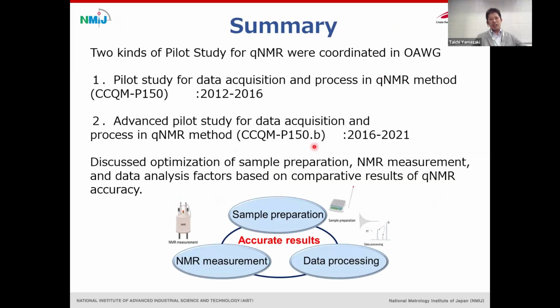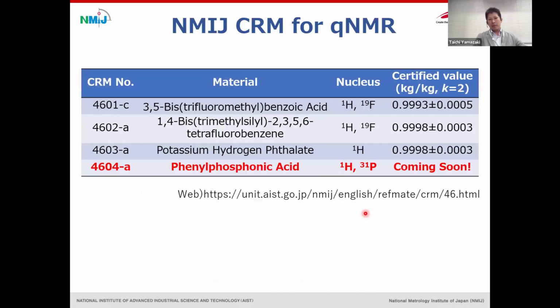Summary is here: discuss the optimization of the sample preparation, NMR measurement and data analysis factors based on the comparative result of qNMR, which leads to accuracy.